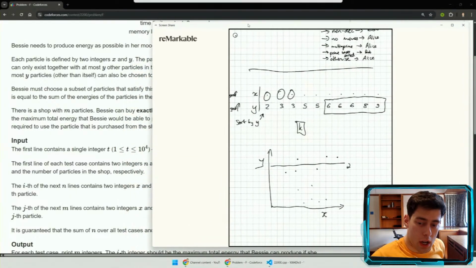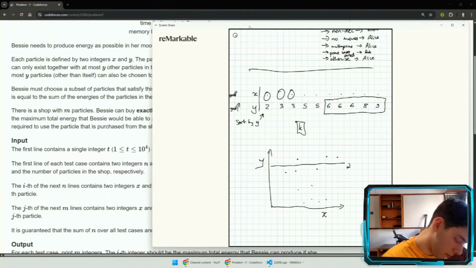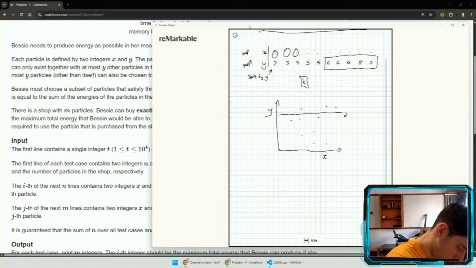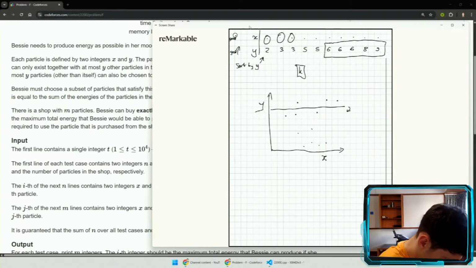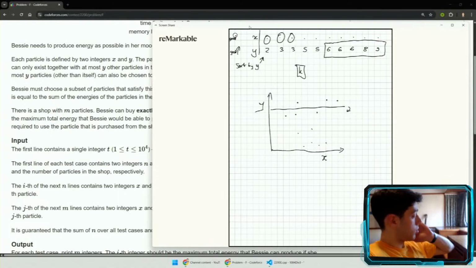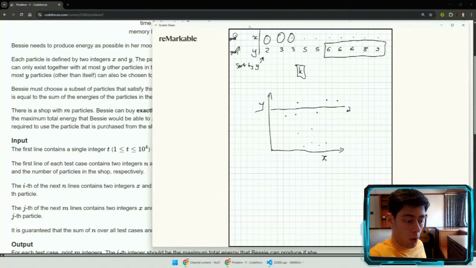Of how would the answer change if we had this extra particle? How does the answer change with one extra particle? Specifically just one. So obviously the answer either remains the same or changes only if there's a better solution involving that particle.